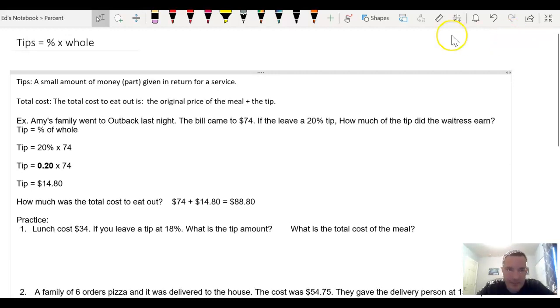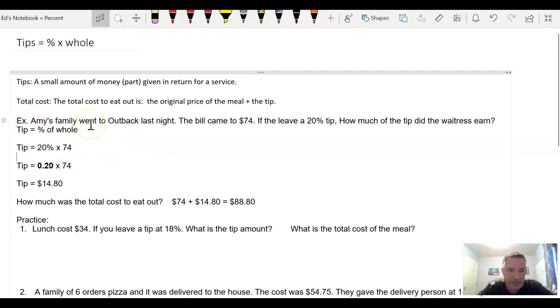So what is a tip? A tip is a small amount of money, usually part or a percentage, given in return for a service. What's total cost? Well, if you're going to leave a tip, the total cost to eat out is the original price of the meal with sales tax, plus the tip that you're going to leave for the waiter or waitress. All right, so let's look at an example.